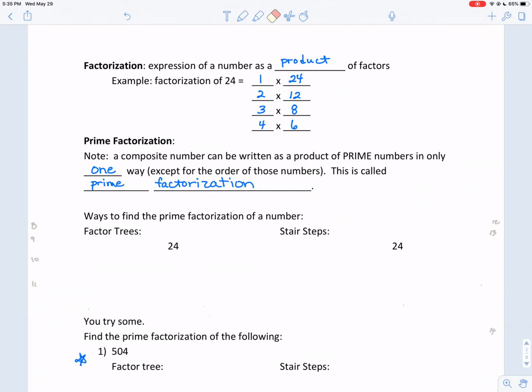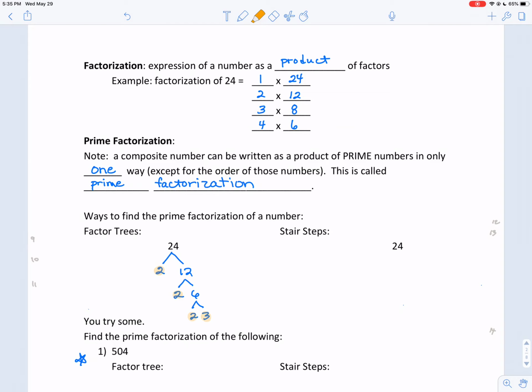So factor trees might look like this for 24. Notice that I split 24 as 2 times 12. Then I split the 12 as 2 times 6. And then I split 6 as 2 times 3. So my prime factorization of that would be the 2, the 2, the 2, and the 3.